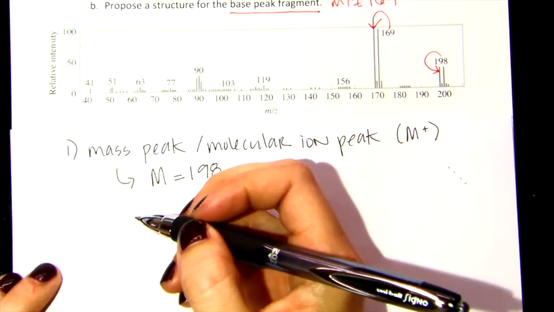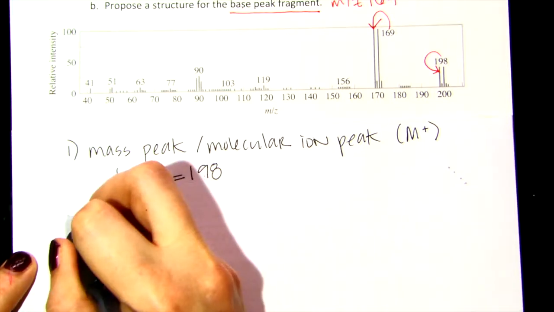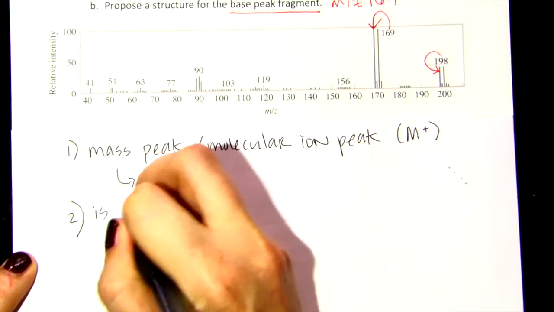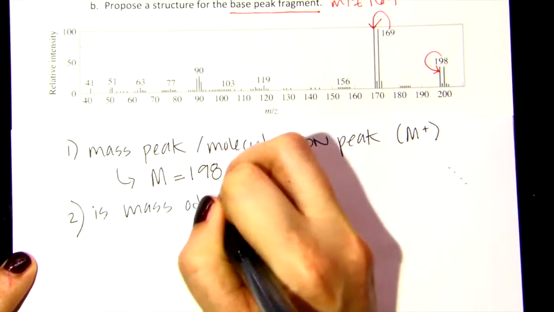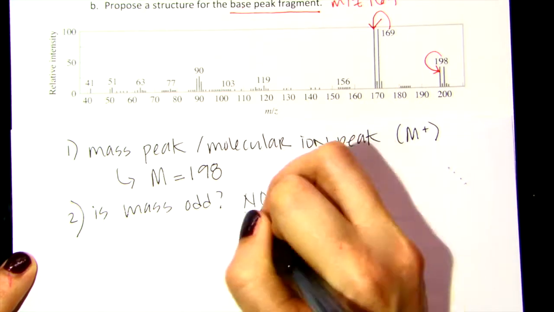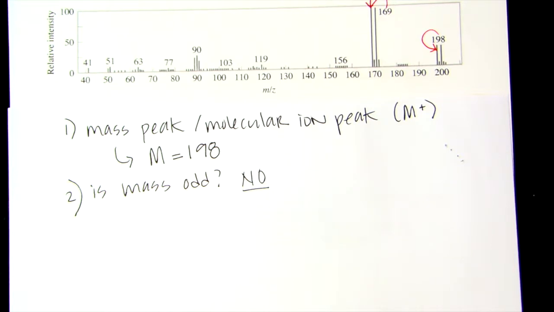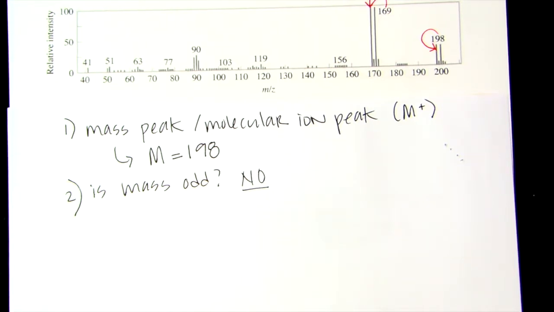Okay, so the second step of structure solving is asking yourself, is the mass an odd number? And the answer is no. So that's answering the nitrogen rule, right? You're looking, is there a nitrogen, yes or no? That's an easy one to spot.